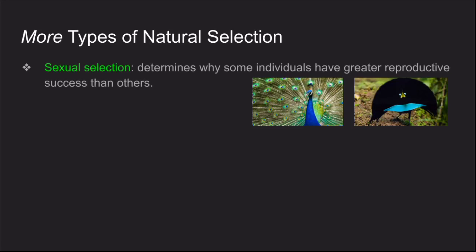There are 2 more types of selection that complete natural selection. The first is sexual selection. Individuals will not always have the maximum number of offspring that they possibly can, so sexual selection determines why some individuals have greater reproductive success than others.